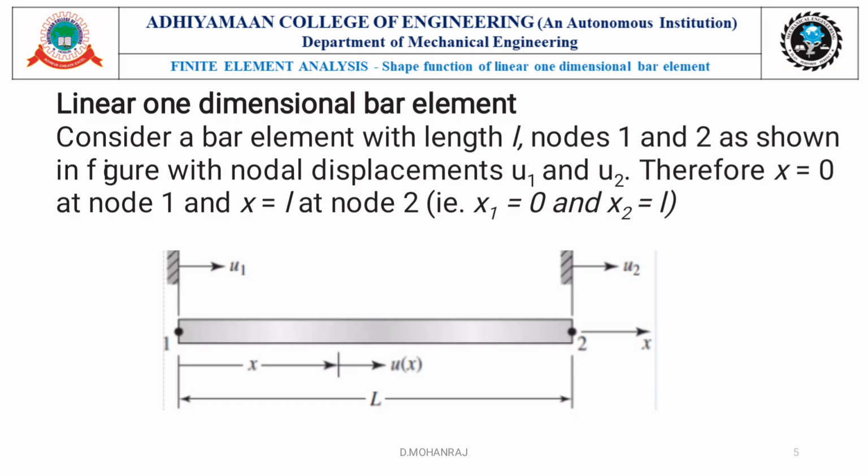So now let us start the shape function derivation of the linear one-dimensional bar element, also called the two-noded bar element. Let us consider a bar element with length L and nodes 1 and 2 on either end of the bar element as shown in the figure, with the nodal displacements at node 1 as u1 and at node 2 as u2. Now the coordinate at x1 is equal to 0 and at x2 is equal to L, because it varies from 0 to L.